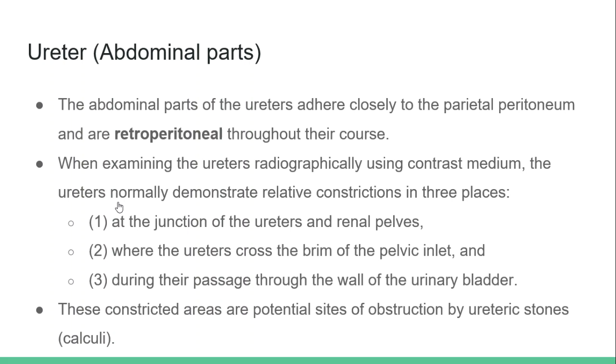First of all, we shall look at the junction of the ureters and the renal pelvises. Number 2, where the ureters cross the brim of the pelvic inlet, and number 3, during their passage through the wall of the urinary bladder. And these constricted areas are potential sites of obstruction by ureteric stones, that's calcium.